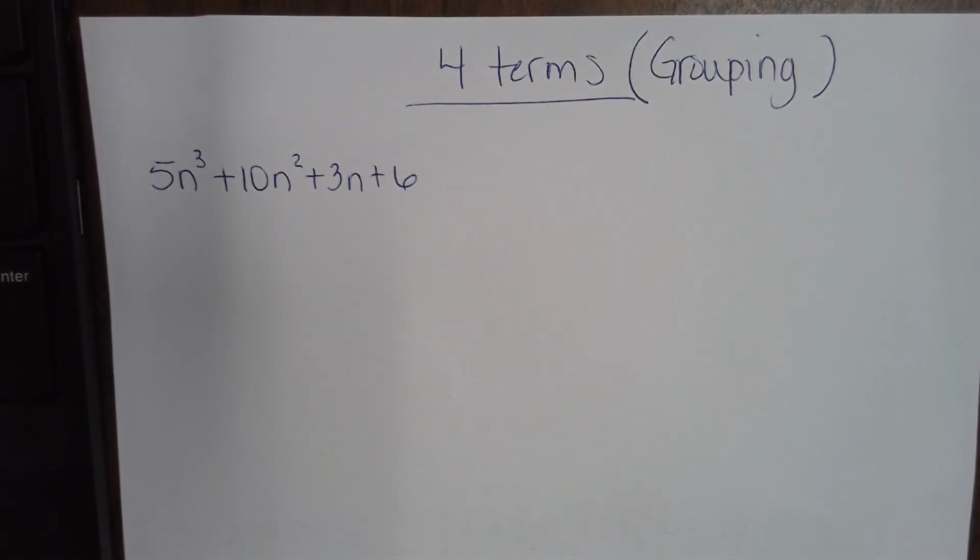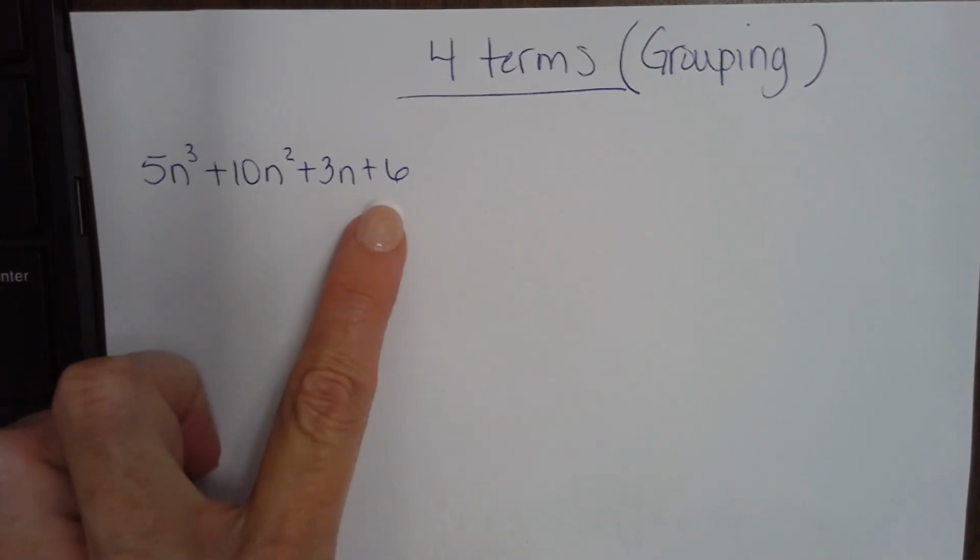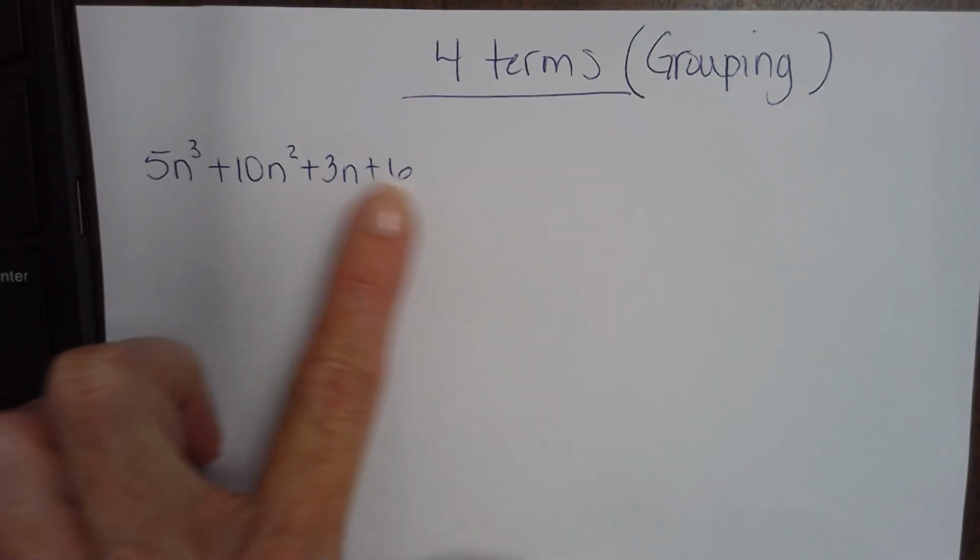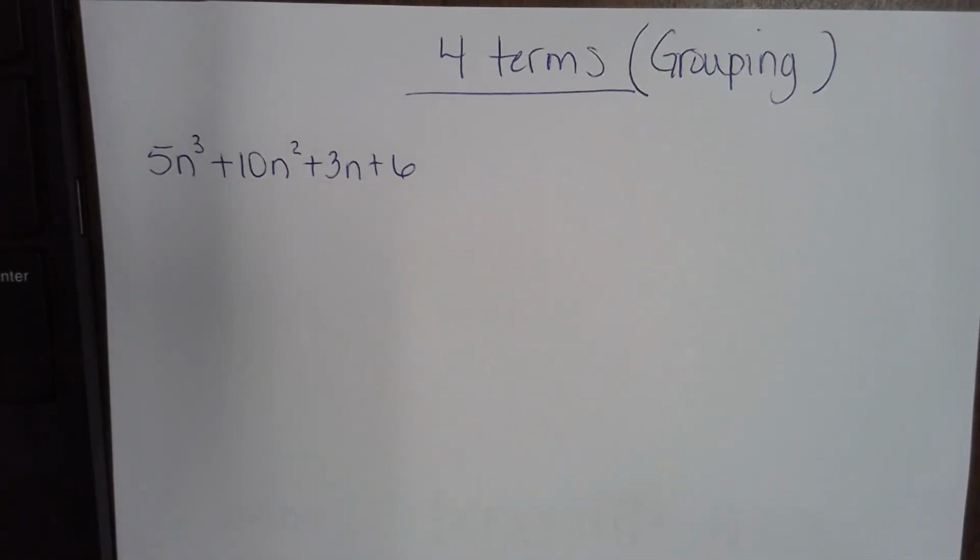So we're going to factor 4 terms using grouping. First of all, you've got to have 4 terms, y'all. 1, 2, 3, 4. Terms are separated by addition and subtraction. Okay, so what we do is we group 2 and 2. We group 2 of them together. Now, just to get started, I've grouped them together already.